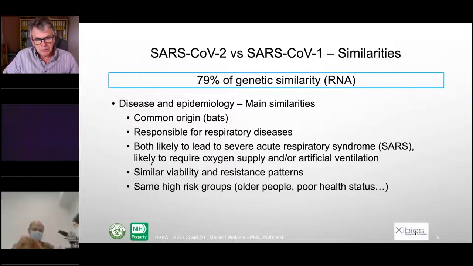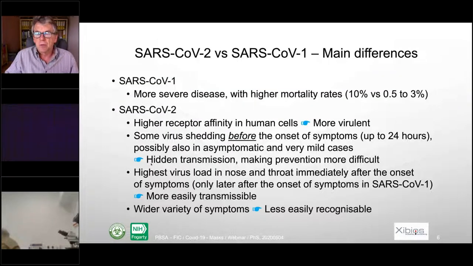Both viruses have a similar viability, so they survive more or less the same way, and similar resistance patterns. And finally, the two have the same high risk group, mainly older people and people with a poor health status, mainly people who have some respiratory disease or circulatory disease, so with the blood system. So quite a lot of similarities, but so why did the first one not develop into a pandemic and this one does? Actually, there are a number of differences which can explain this.